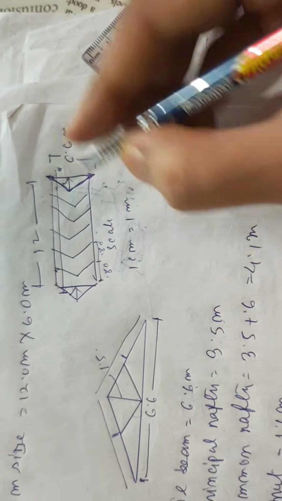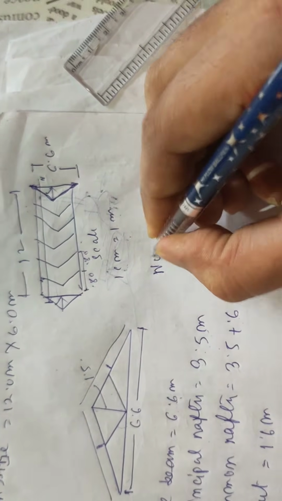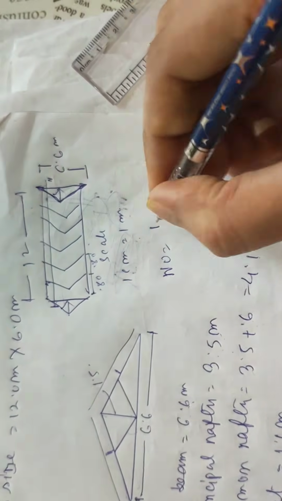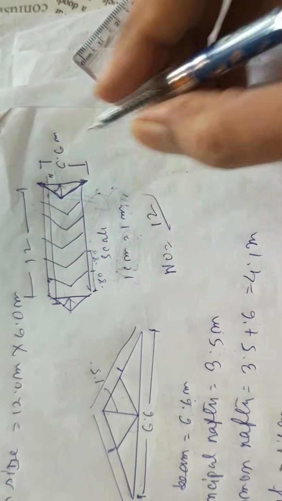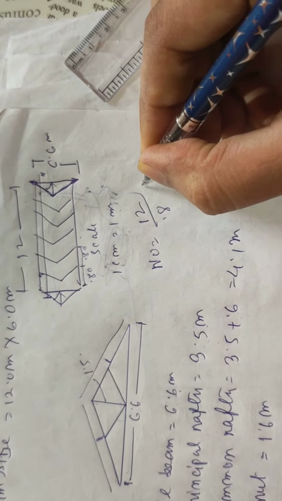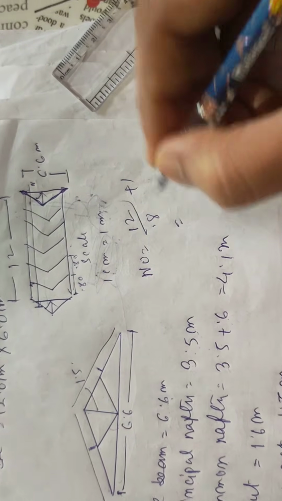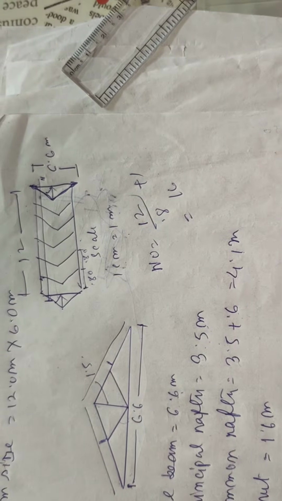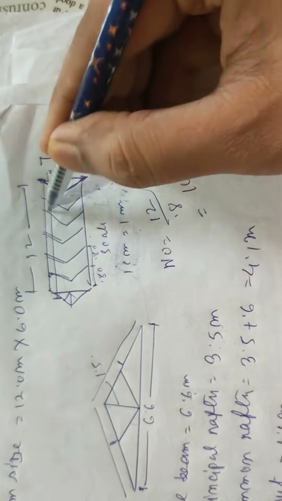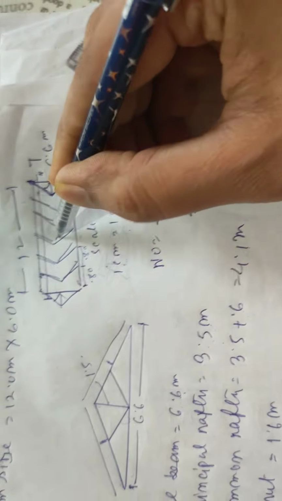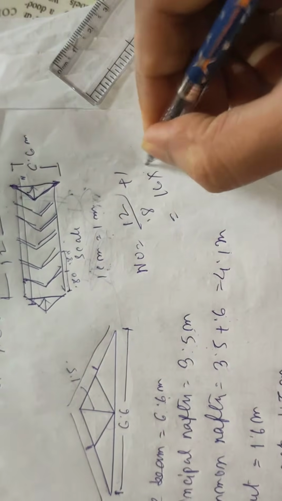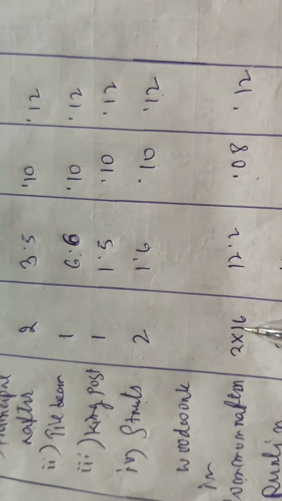So 12, so what is the number? Total length is 12 meter. The spacing is 80 centimeter or 0.8 meter. So number will be 12 by 0.8 plus 1 always. This will come as 16. So this is 16 and this is also 16. So total 16 into 2, ultimately 32. So common rafter, 16 into 2.